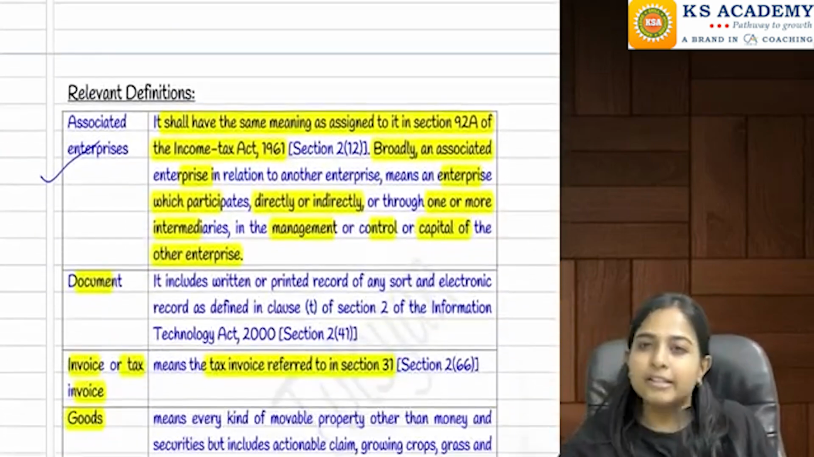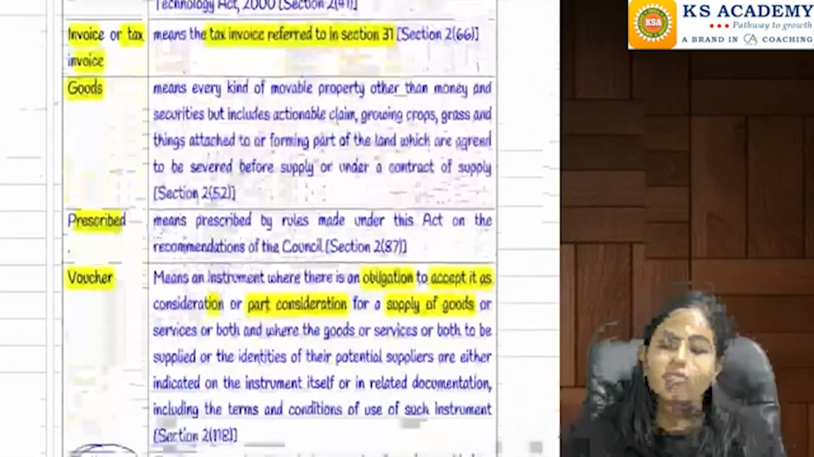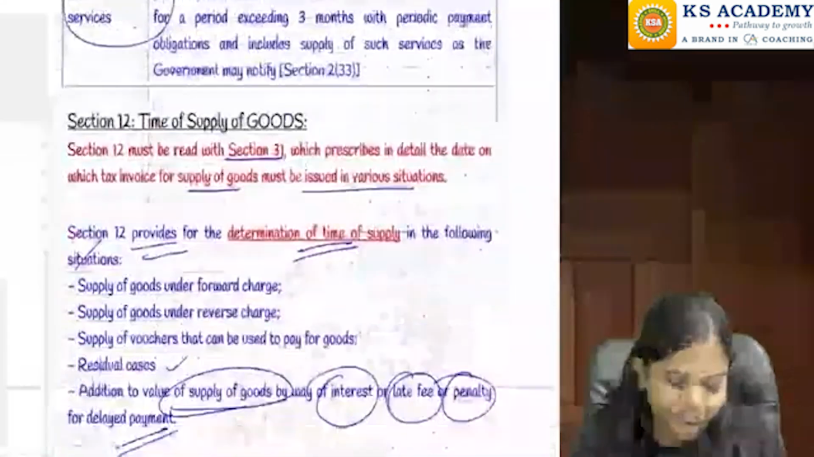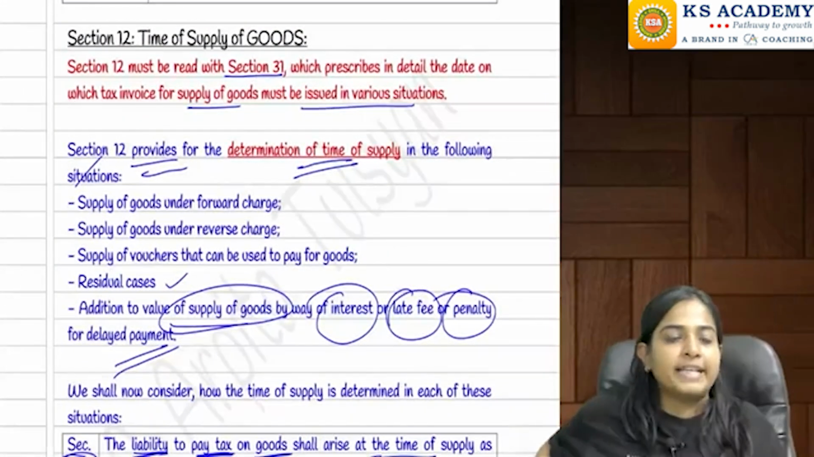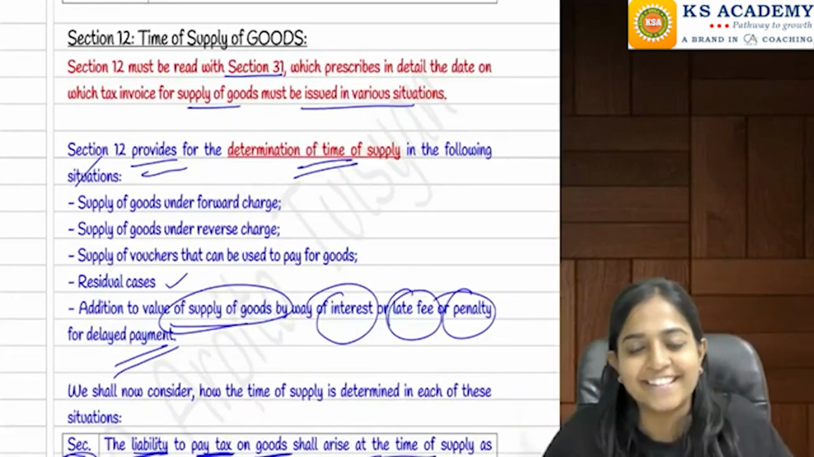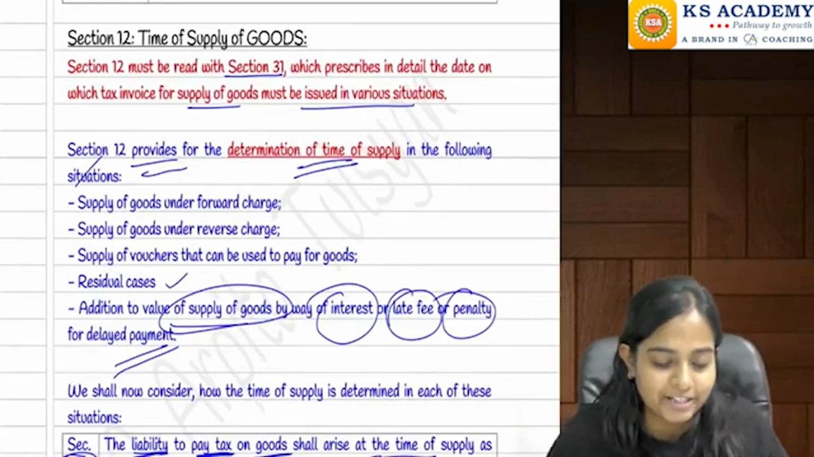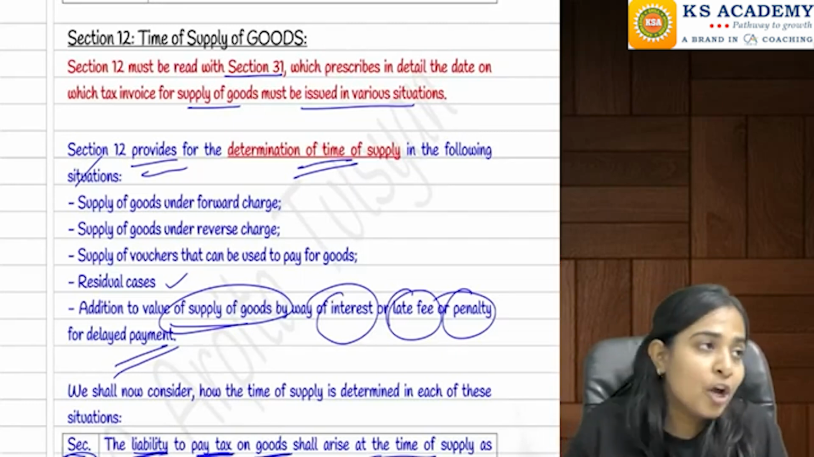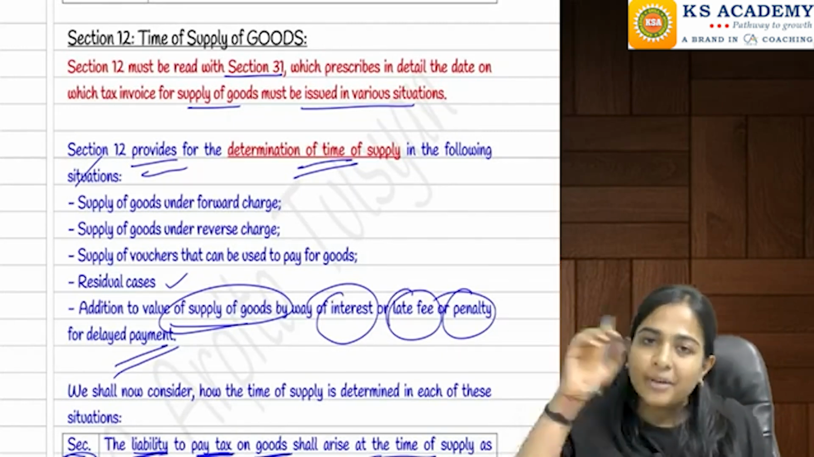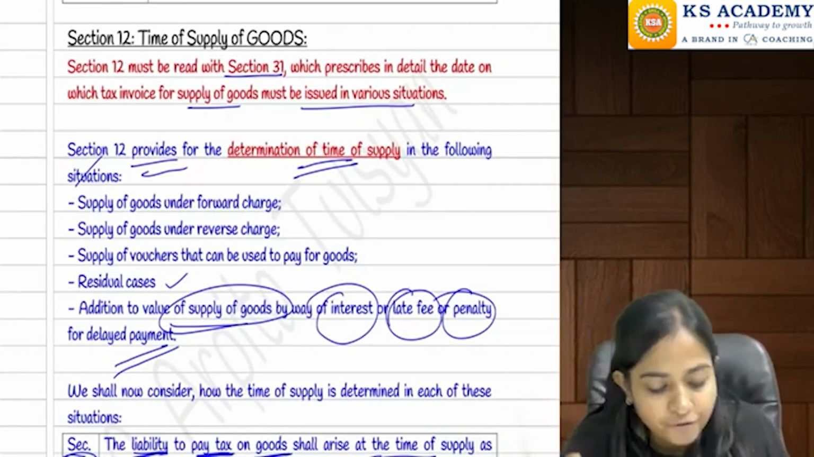Now you have got a few definitions given in your book. We will consider the definitions as and when required. Now starting with section number 12. One of the most important sections here, section number 12 and 13. Yes, these two sections are the two important sections. Section number 12 talks about time of supply in case of goods. Section number 13 is going to talk about time of supply of services.